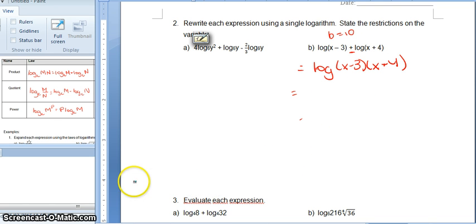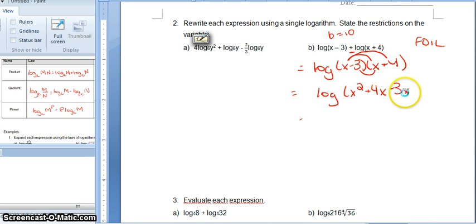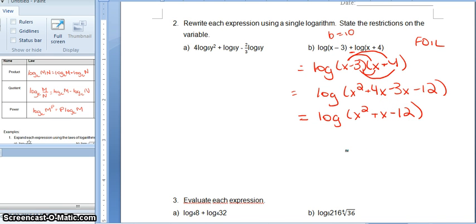From here we can expand, or distribute. If you remember, you can use FOIL. So you'll rewrite this as x squared, that's your first, plus 4x for the outside, inside is negative 3x, and last is negative 12. Then we can simplify and collect like terms. So you have the log of x squared plus x minus 12. That's fully simplified, and we rewrote it using those rules.